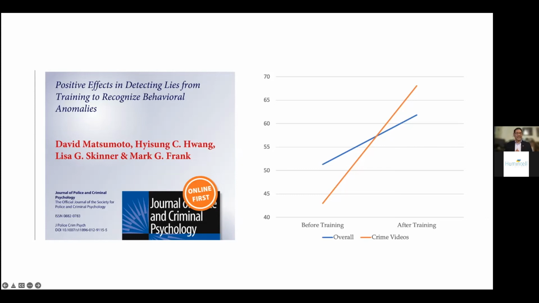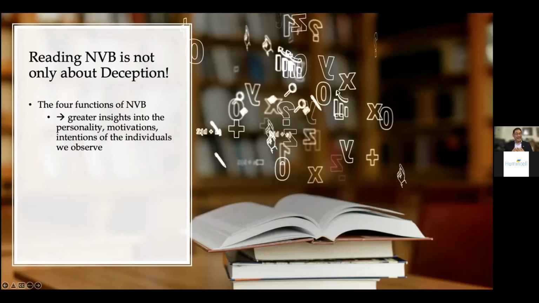Finally, even though I've been spending all this time talking about deception indicators, I happen to think the big benefit from reading nonverbal behavior is not just about deception. It's actually reading that total communication package, because sometimes we can get information about what a person is thinking or feeling without them saying anything, right? And we can also get information that adds to whatever they're saying.